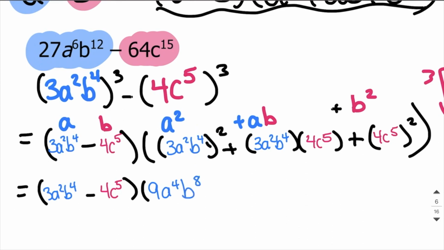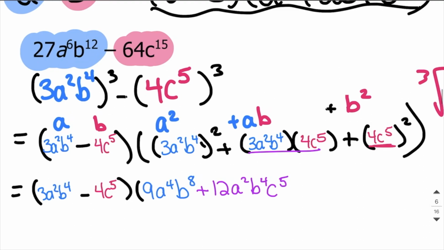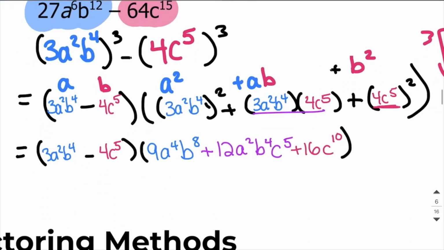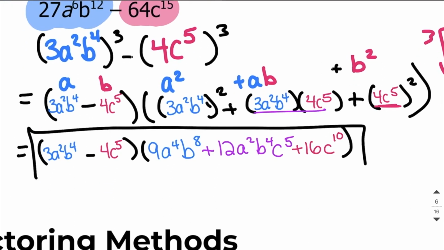Here, I'm going to multiply these two together. So 3 times 4 is 12. And then I just have a squared, b to the power of 4, c to the power of 5. And then lastly, I'm just going to square this. So 4 squared is 16. C to the power of 5 when I square it is c to the power of 10. And then this right here is my factored expression.